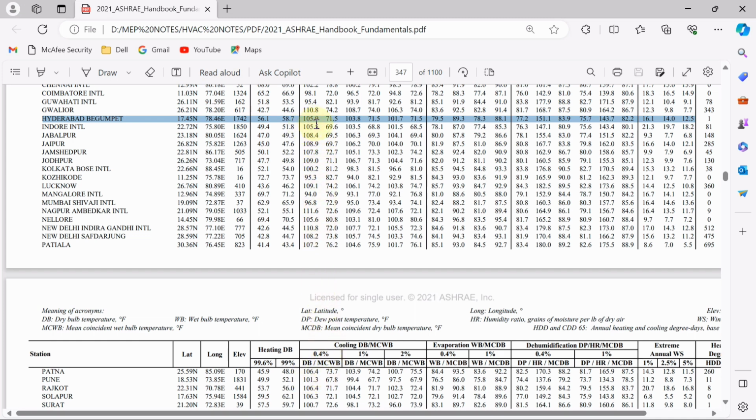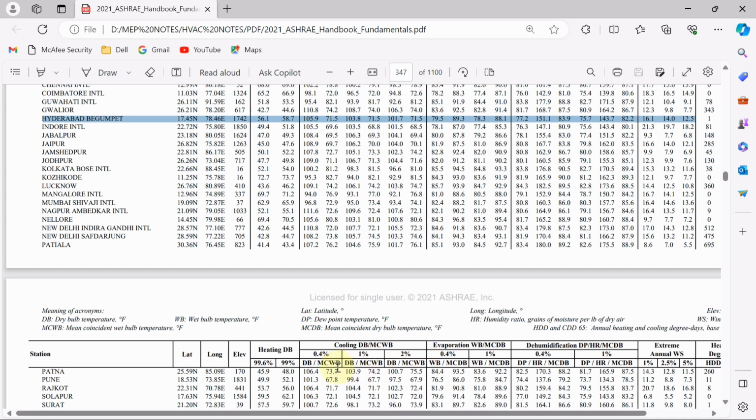For Hyderabad, 105.9 peak temperature is given, and mean coincident wet bulb temperature 71.5, same for 1%. So my question is, what is this actually, 0.4%, 1%, 2%? Remember, cooling design conditions are specified as dry bulb and mean coincident wet bulb. 0.4%, 1% and 2% are used in HVAC system design to determine the appropriate sizing and capacity of cooling requirement.